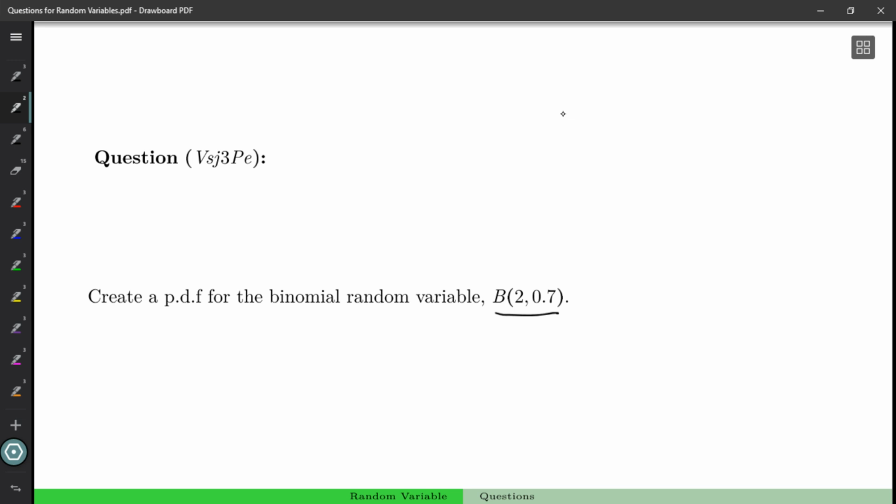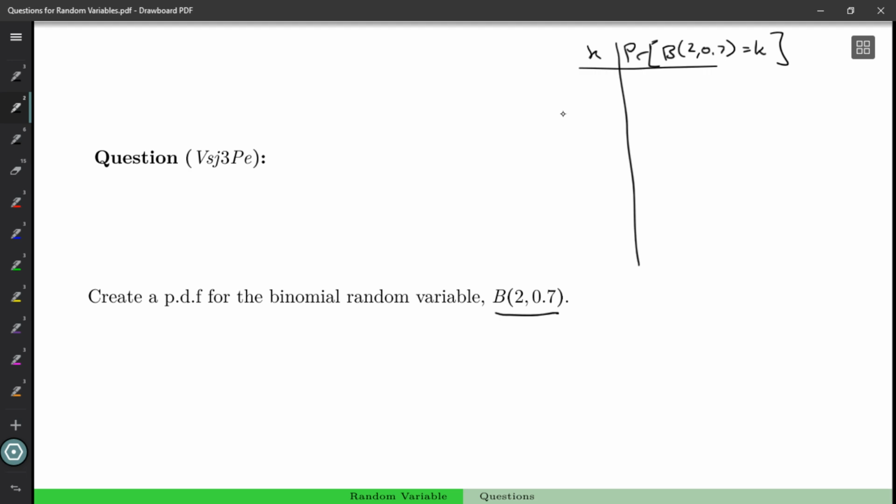Okay, so how do we make a PDF? Well, we need to know the possible outcomes, put them on one side, and then the probability that our random variable is equal to that value on the other side. And that's what PDFs always look like.